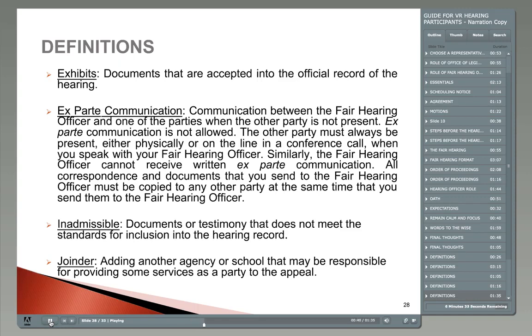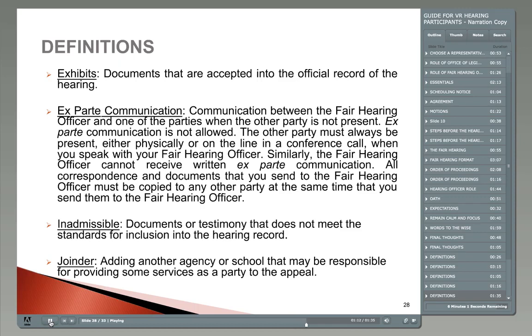Similarly, the fair hearing officer cannot receive written ex parte communication. All correspondence and documents you send to the fair hearing officer must be copied to the other party at the same time. Again, to make sure that everybody's got all the information they need to make the right and fair decisions in their case. If something is inadmissible, it's documents or testimony that does not meet the standards for inclusion into the hearing record. We talked a little bit about why that could be. It could be inflammatory, it could be irrelevant, whatever. If it's determined to be any of those things, it's determined to be inadmissible.